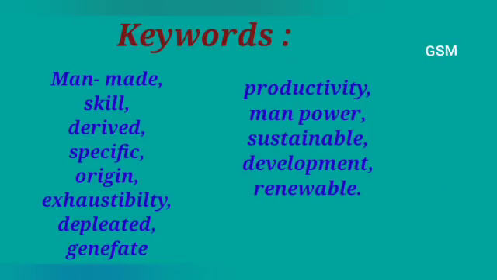Students, next you learn the keywords. Today's keywords are man-made, skill, derived, specific, origin, accessibility, depleted, genified, productivity, manpower, sustainable, development and renewable. These are also the keywords in this lesson. Do you understand, students? Yes.